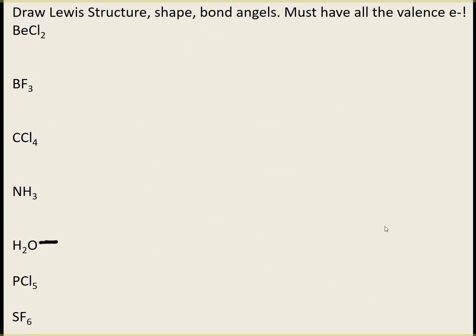Okay, so we're on water. So let's count valence electrons. Each hydrogen has 1 for a total of 2, and oxygen has 6. So I should have 8 valence electrons. I'm going to start with the oxygen as the central atom because hydrogen's never in the middle.